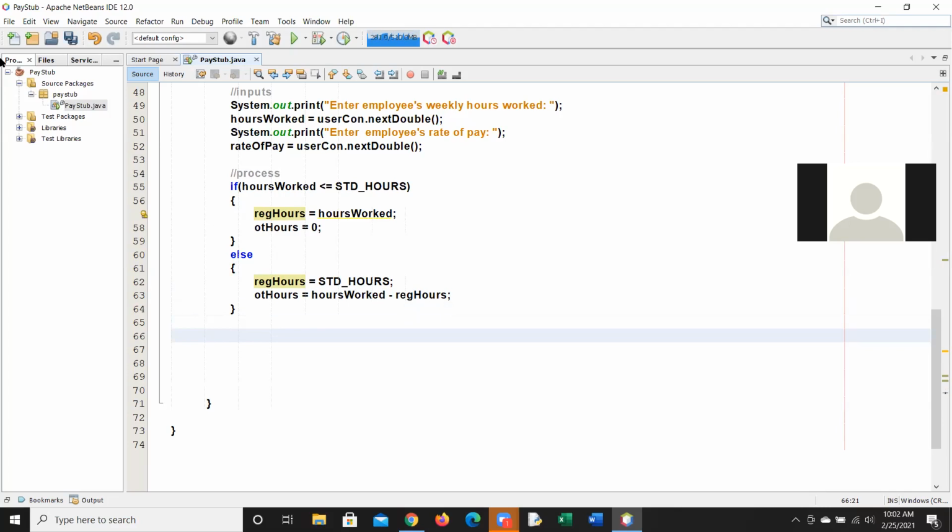So I'm going to test it at this point. So I'm going to say system.out.println. And we'll just say, let's print out our regular hours plus space plus our OT hours and make sure our program is running up to this point and giving us the right numbers.